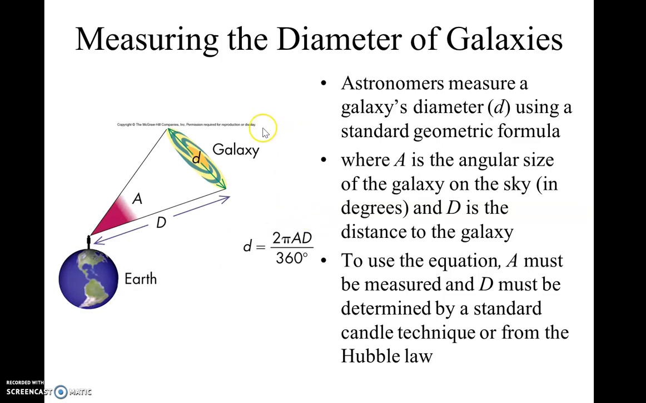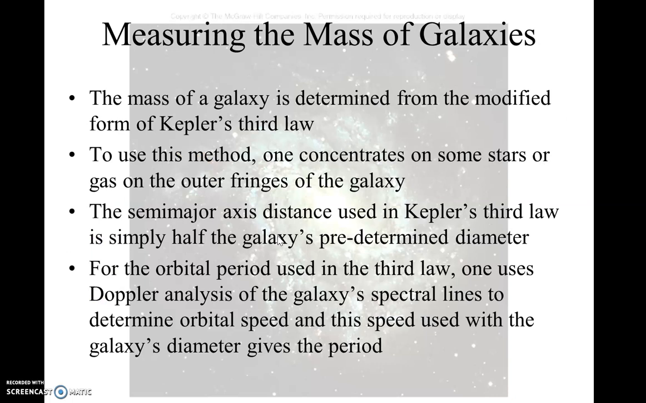All right, now here this is a method for finding the size of galaxies. We'll get into this a little bit later. This is not important right now, but we can measure the size of galaxies, their diameter. Now, how do we measure the mass of galaxies? Of course, we use the modified version of Kepler's third law, because you can sit there and watch a particular star in a galaxy and watch its motion.